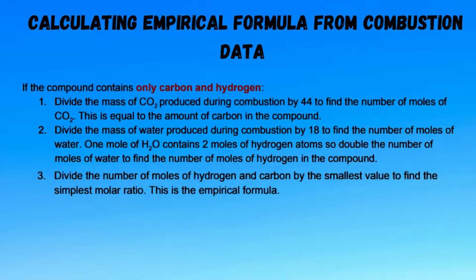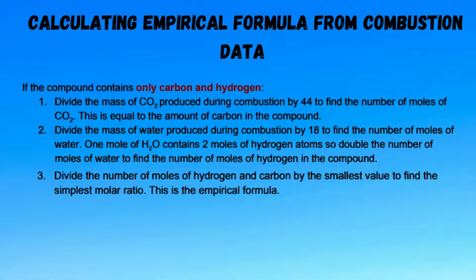If there is combustion data, how to find the empirical formula? If the compound contains only carbon and hydrogen, divide the mass of carbon dioxide produced during combustion by 44 to find the number of moles of carbon dioxide. This is equal to the amount of carbon in the compound.